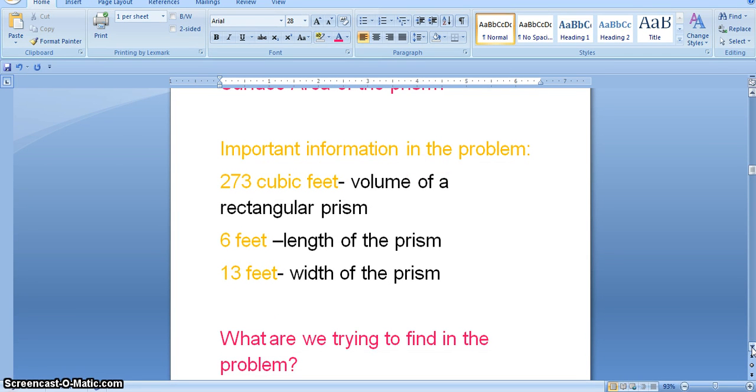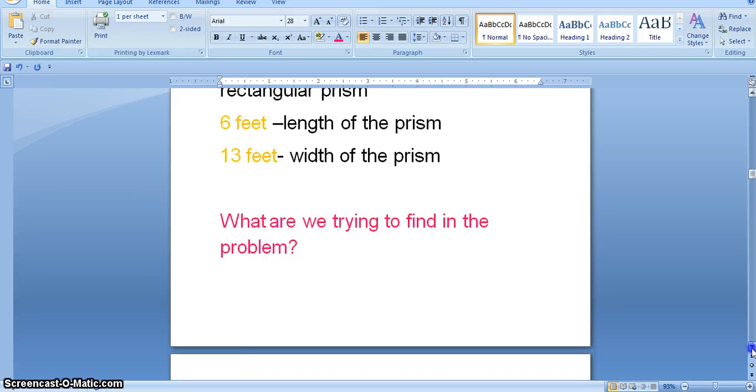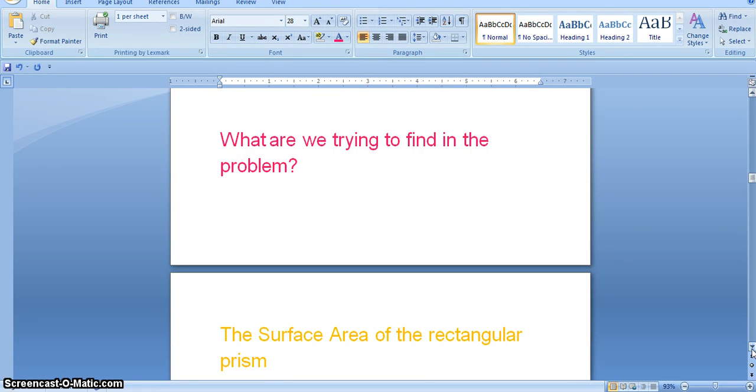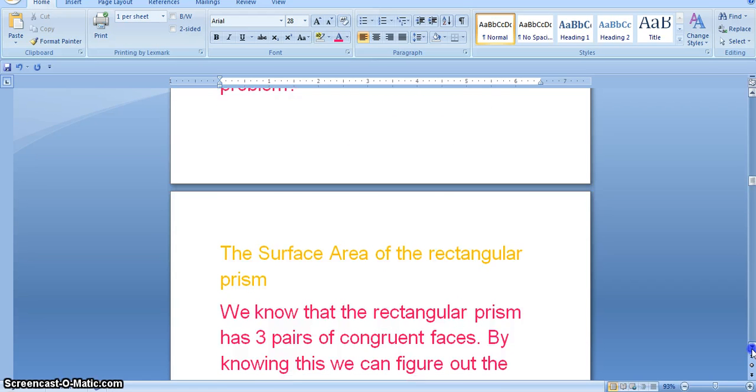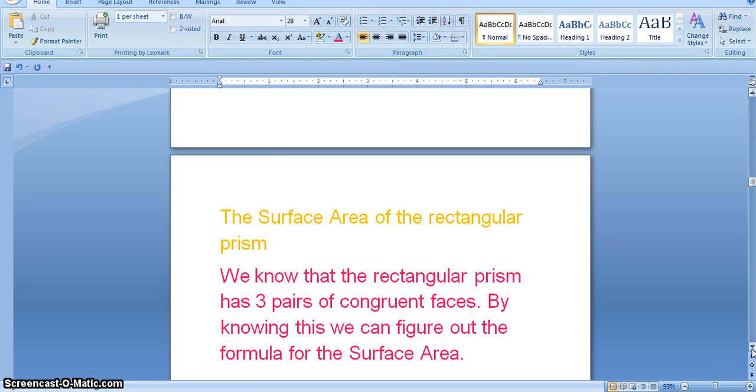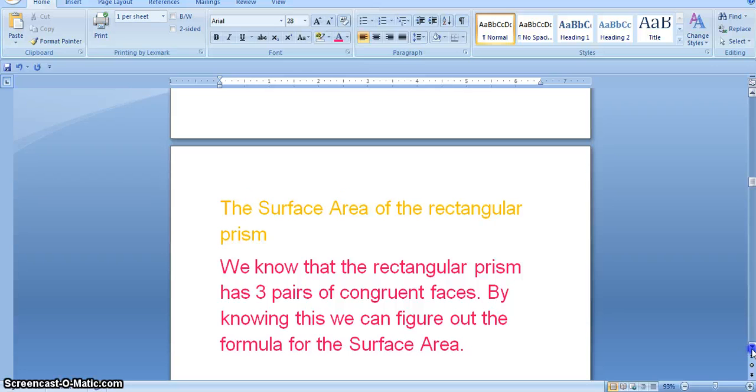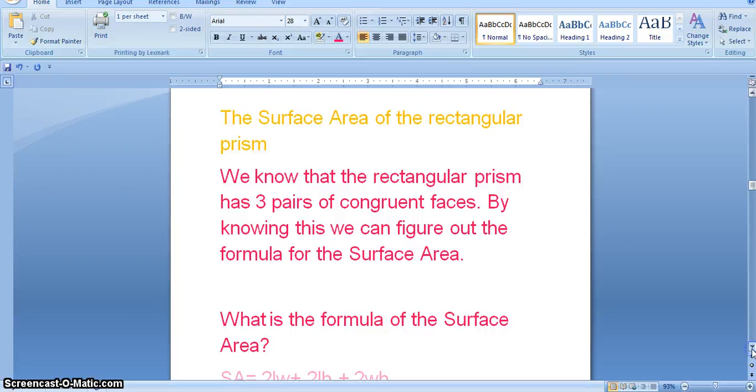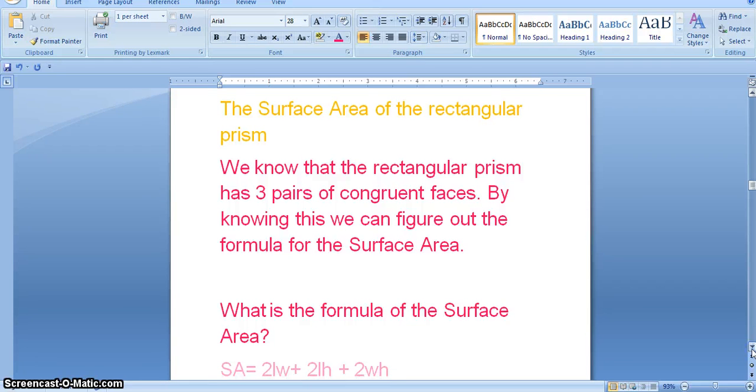What are we trying to find in the problem? The surface area of the rectangular prism. We know that the rectangular prism has 3 pairs of congruent faces. By knowing this, we can figure out the formula for the surface area. So we need to find what the formula for the surface area is, which is surface area equals 2 times length times width plus 2 times length times height plus 2 times width times height, as shown right here.